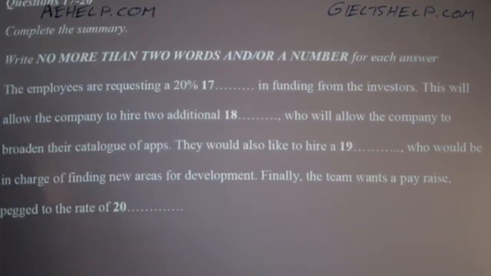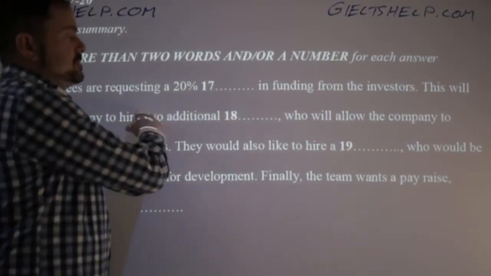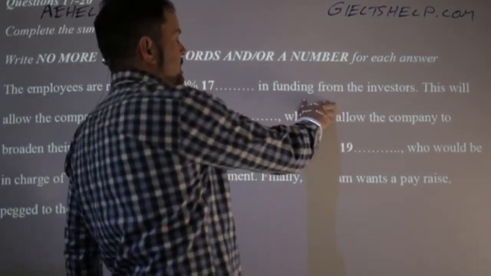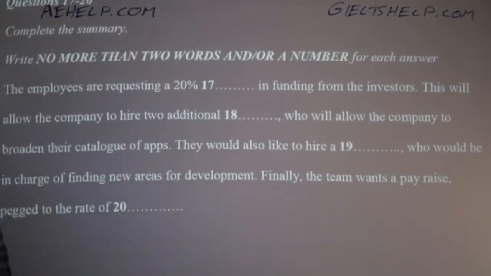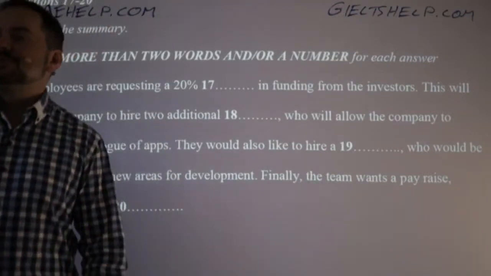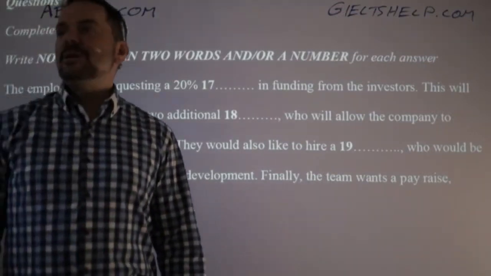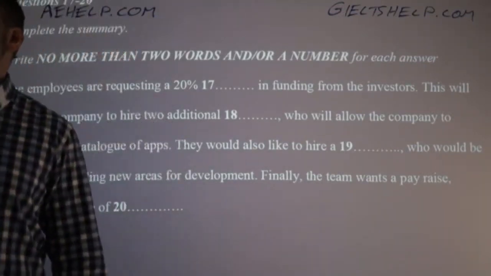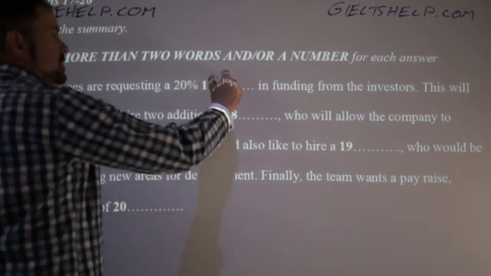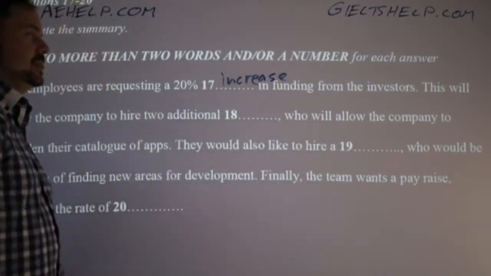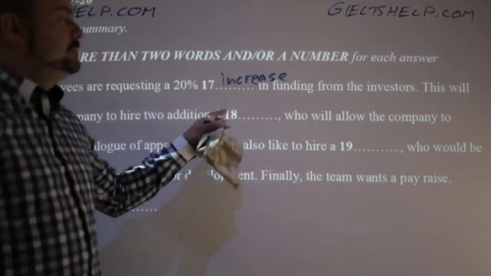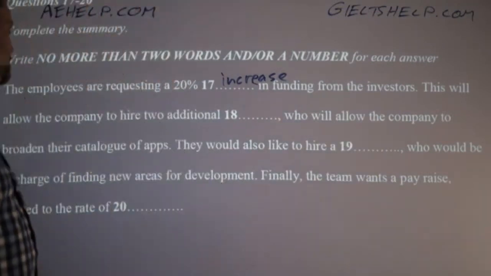Okay. All right, this last one was a little bit of a paragraph completion. The employees are requesting a 20% something in funding from the investors. What are they requesting? 20% what? 20%. That's right, Ramneek. Increase. Very good, Sammy. Very good, VG. Yeah, more money, right? Increase. Give us more money. We'll make more money. That's what we've been doing. So the employees are requesting a 20% increase in funding from the investors.